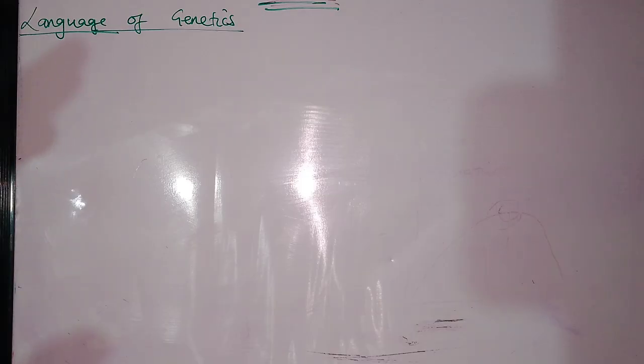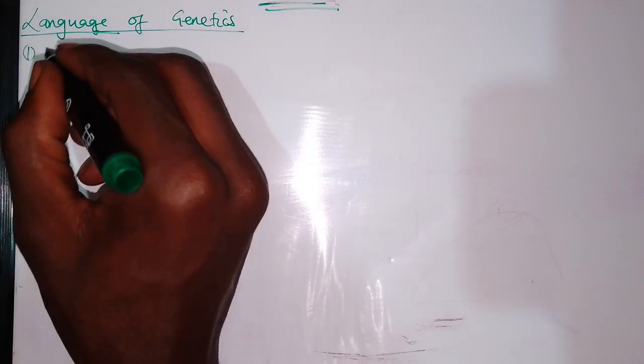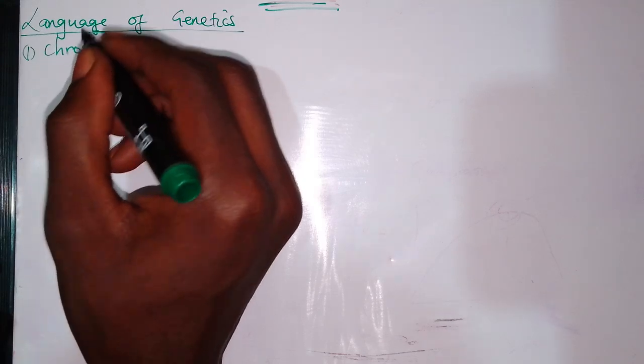So what is the first term which you come across under genetics? The first term which you come across is a chromosome. So what is a chromosome?